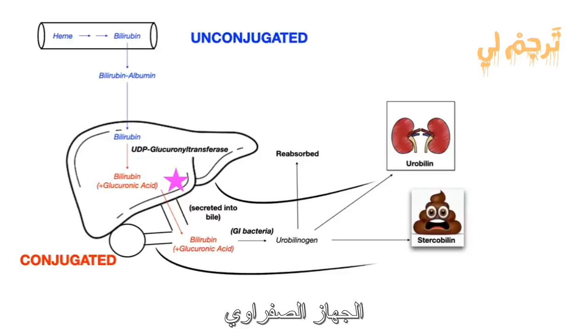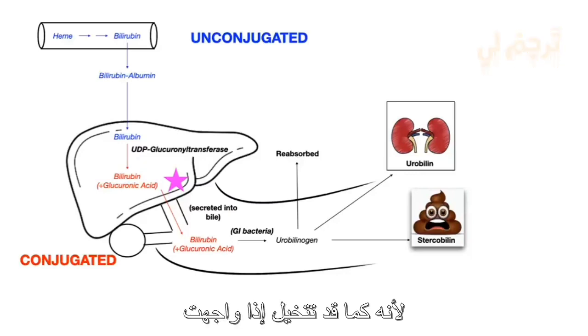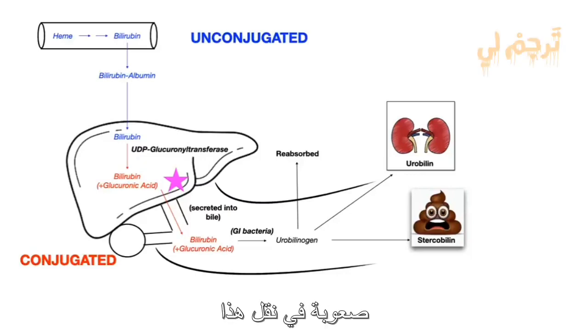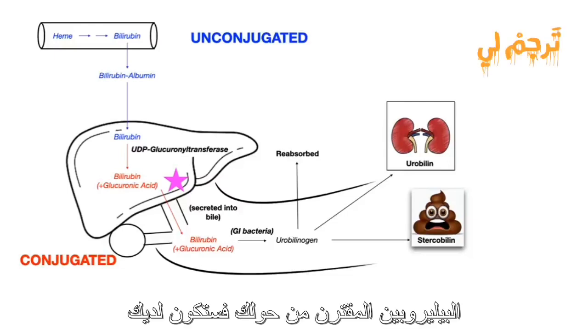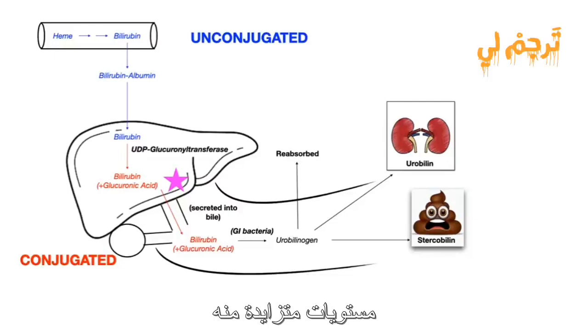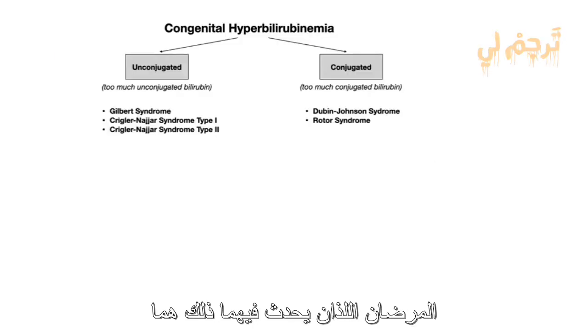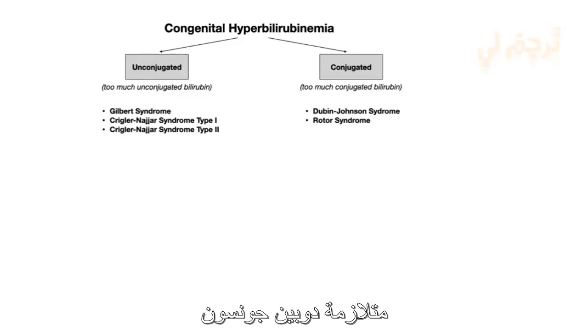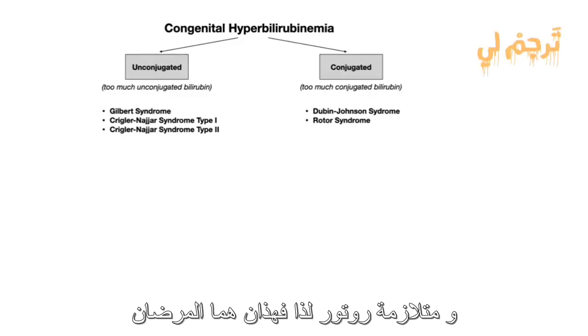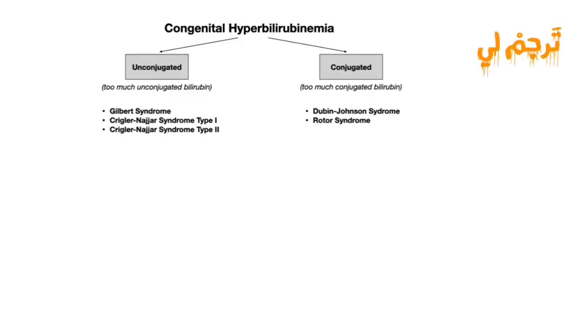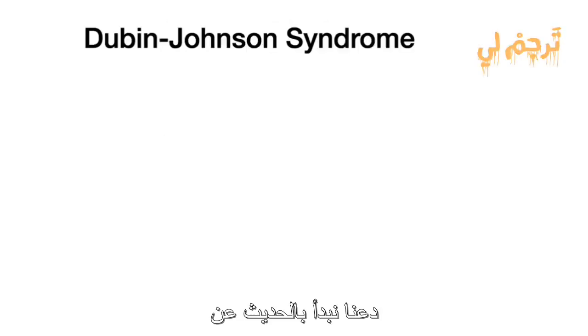Because as you might imagine, if you have difficulty moving that conjugated bilirubin around, you're going to have increased levels of it. The 2 diseases where that happens are Dubin-Johnson syndrome and Rotor syndrome. So these are the 2 that you need to know on the conjugated side. Let's start by talking about Dubin-Johnson syndrome.